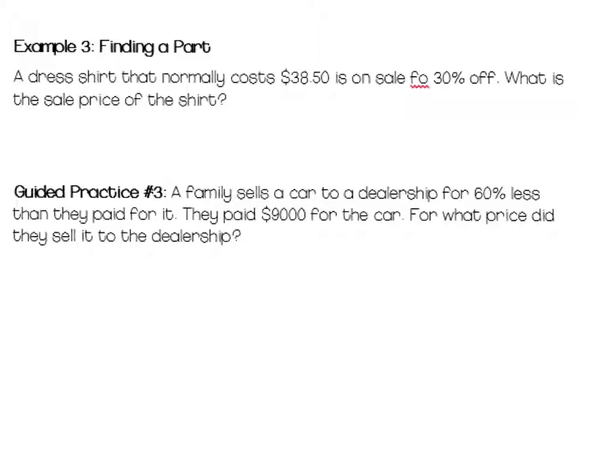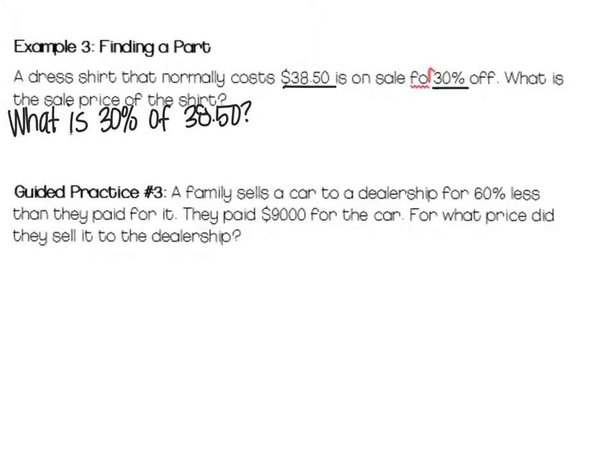Okay, now we're going to move on to finding a part. So I'm changing the way the sentence is written. A dress shirt that normally costs $38.50 is on sale for, that's supposed to say for, 30% off. What is the sale price of the shirt? So you have to rewrite your question so it'll go along with your little proportion you just had. We want to know first, what is 30% of 38.50?